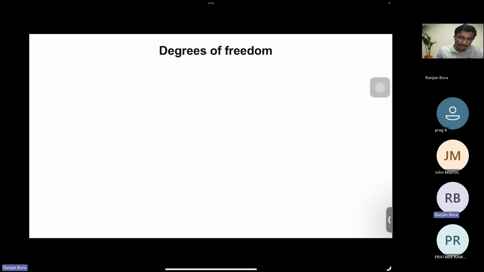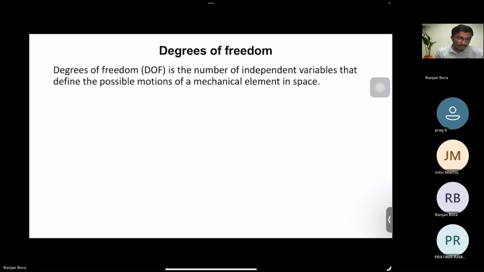Okay, that's all. Now I'm going to talk about some concepts from the week 2 content, and I'm going to discuss some problems. So this will be helpful for you in solving the week 2 assignment. So first I will talk about the degrees of freedom. What is a degree of freedom? Degrees of freedom is the number of independent variables that define the possible motions of a mechanical element in space. What does it mean?